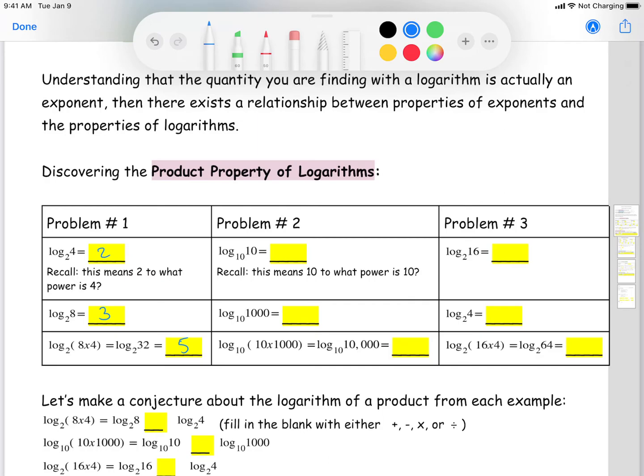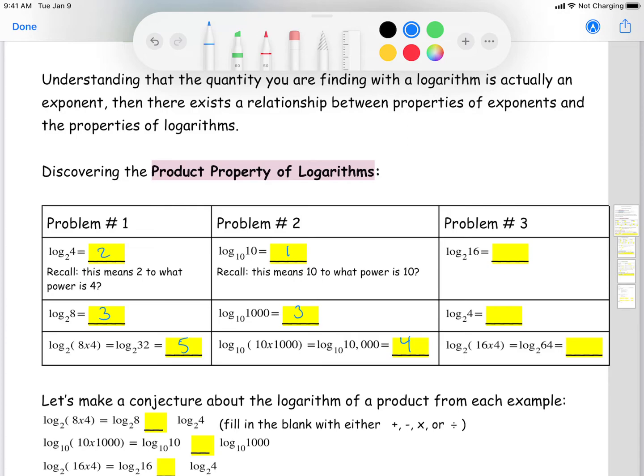Interesting, right? Now let's look at another example. What's log base 10 of 10? It's 1, because 10 to the first power is 10. But what's log base 10 of 1,000? It's 3. Now if I think about the product of them, log base 10 of 10 times 1,000 is log base 10 of 10,000, and 10 to the 4th gives me 10,000, so 4.